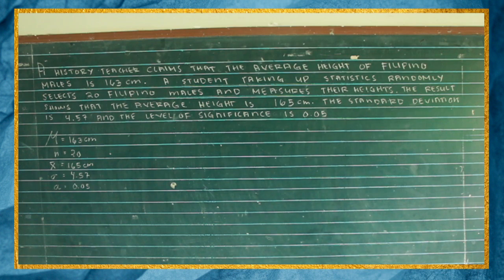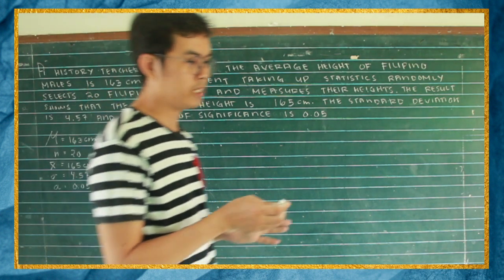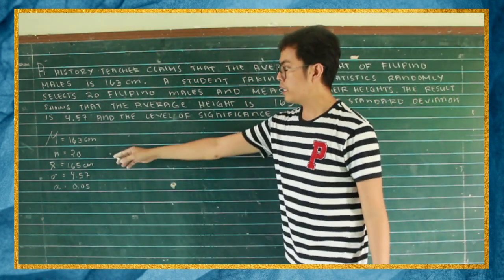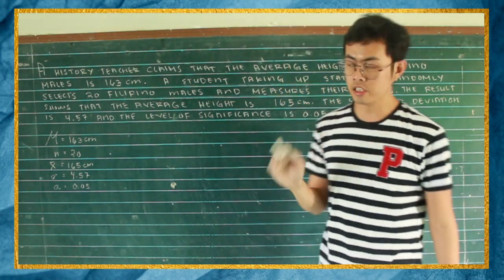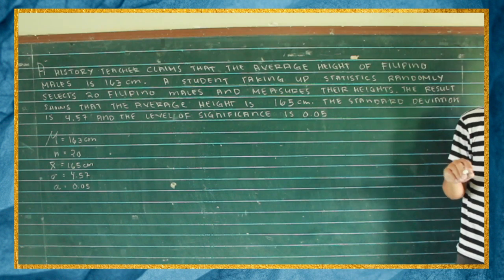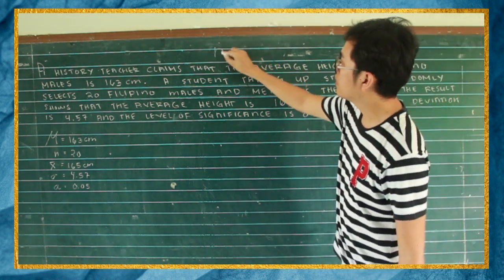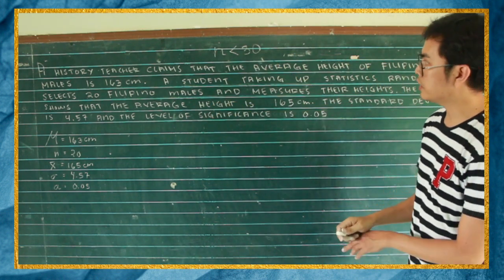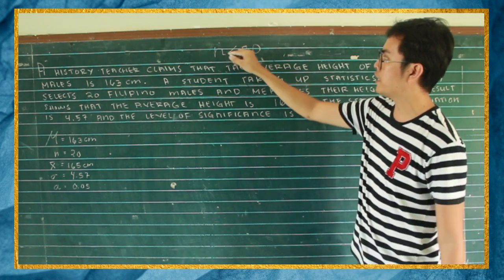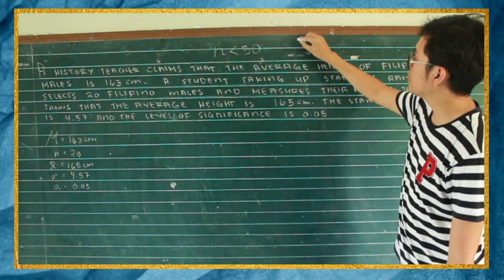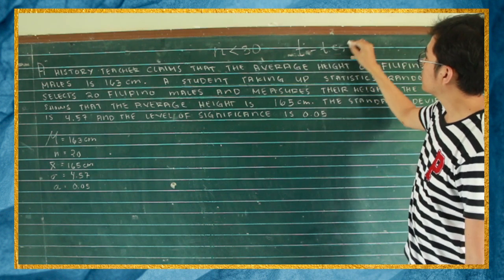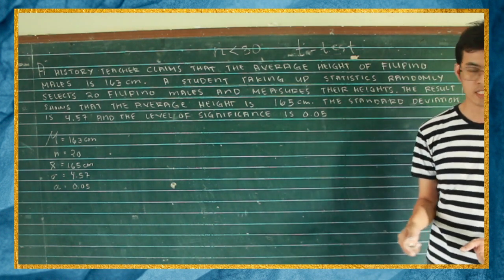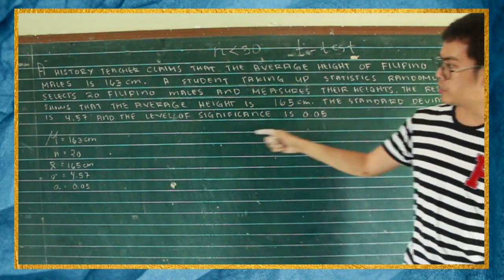So again, first we have to identify anong test statistic ang gagamitin natin. We have to consider again the number of samples used. Since the number of samples is 20, which is less than 30, we cannot use z-test. Kapag n is equal or more than 30, we can use z-test. But if n is less than 30, we have to use the t-test. Okay? So same lang naman yung method nila, meron lang slight difference. Same method, identify the given.